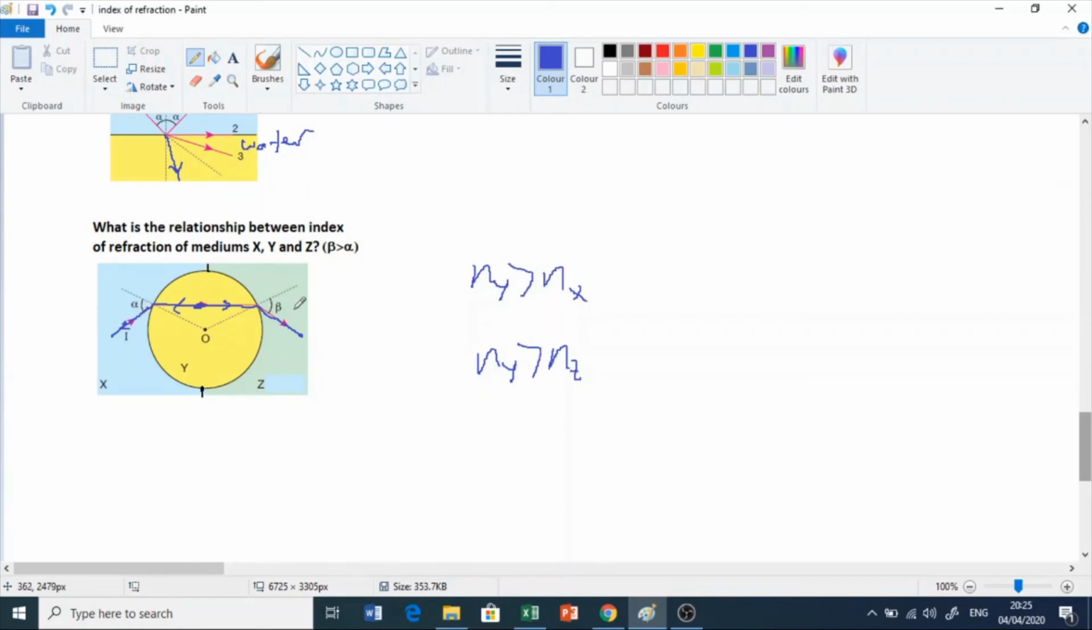So it means that the amount of refraction here is more. So it means that the difference between the index of refraction of y and z is bigger than the difference between the index of refraction of y and x. If it is bending too much when it is moving to z, it means that the index of refraction of z is smaller than the index of refraction of x. That's why we are going to conclude that ny is bigger than nx and it is bigger than nz.